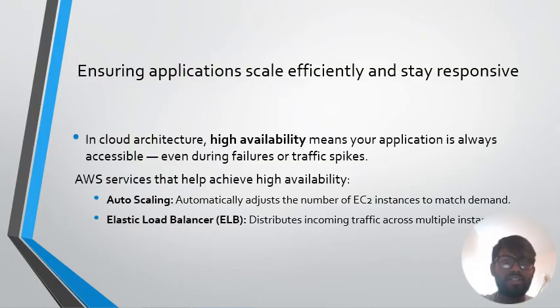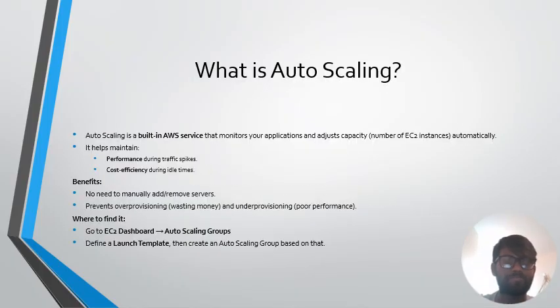In cloud architecture, high availability means the application is always accessible without any failures or traffic spikes. AWS services that help achieve high availability: Autoscaling automatically adjusts the number of EC2 instances to match demand. The Elastic Load Balancer distributes incoming traffic across multiple instances.